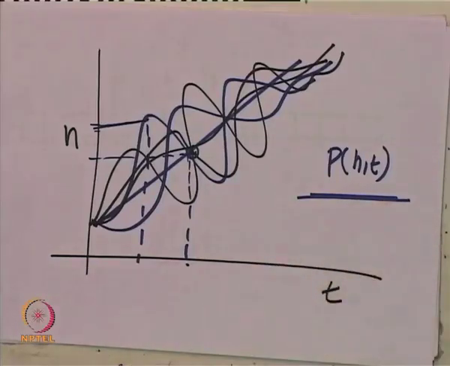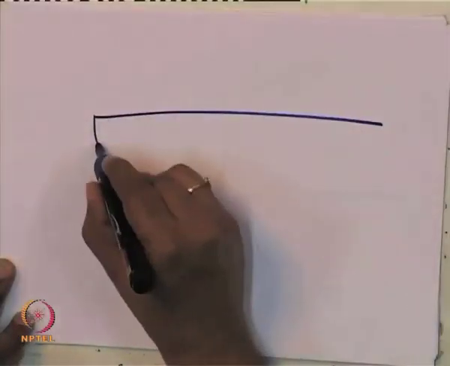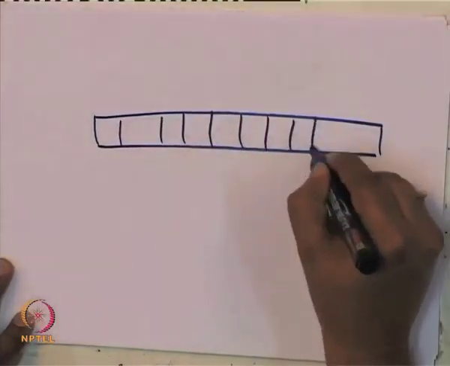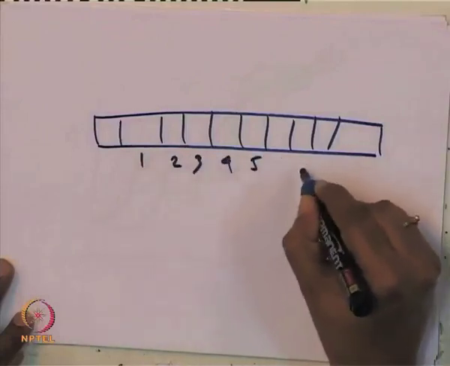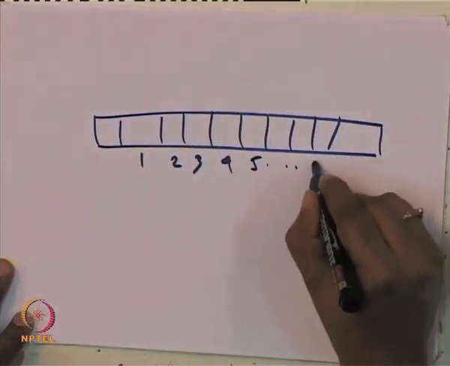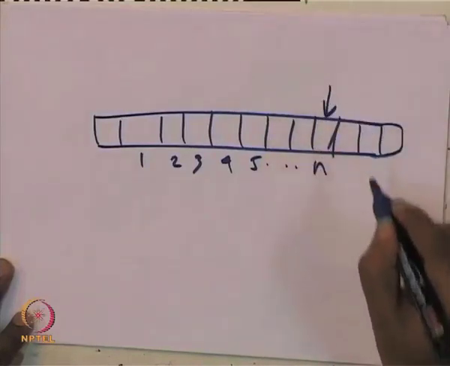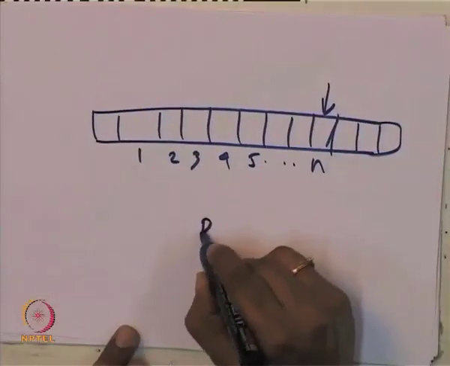You can also define it as the probability that you find the molecular motor at the nth location. So, you can think of locations 1, 2, 3, 4, 5, and this might be your n. What is the probability that you find the molecular motor here at a particular time t? That is P(n,t).